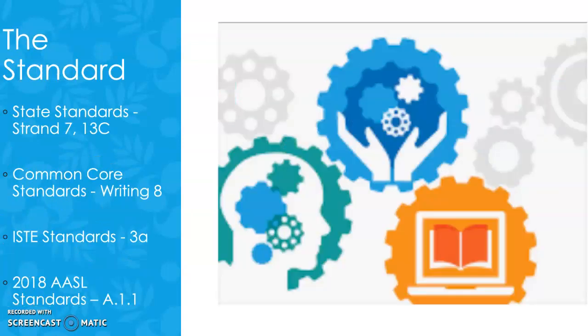There are 4 standards that we are going to be combining with this activity. The state standard is strand 7, which is 13C, which says that we will identify and gather relevant information from a variety of sources. The Common Core standard is standard number 8 in writing, and it says that we will recall information from experiences or gather information from provided sources to answer a question.